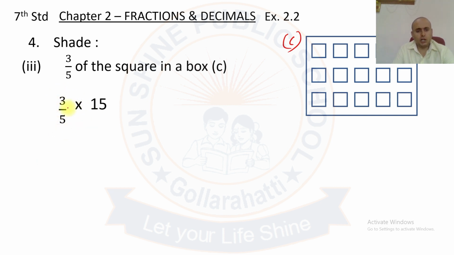So when I multiply 3 into 15, I get 45 and the denominator is 5. 5 into 1 is 5. So I get 45 by 5. If I simplify this, I should divide both the numerator and denominator by the same number, 5. 5 ones are 5, 5 nines are 45. Therefore, the answer is 9 by 1, which is equal to 9.